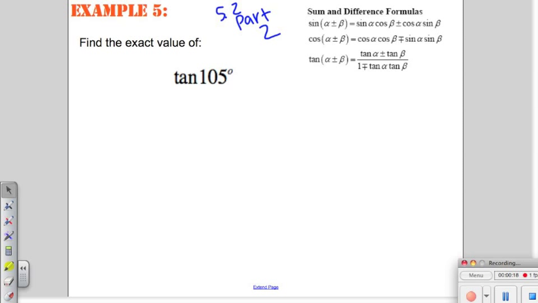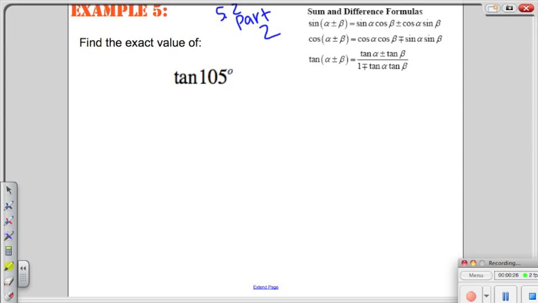So I have the tangent of 105 degrees. I want to see if I can rewrite 105 degrees as a sum or a difference of angles off my unit circle. I hope right now that you're thinking 60 plus 45 is 105 degrees. So let's just rewrite this as the tan of 60 degrees plus 45 degrees. If I add those together again, I get 105 degrees.